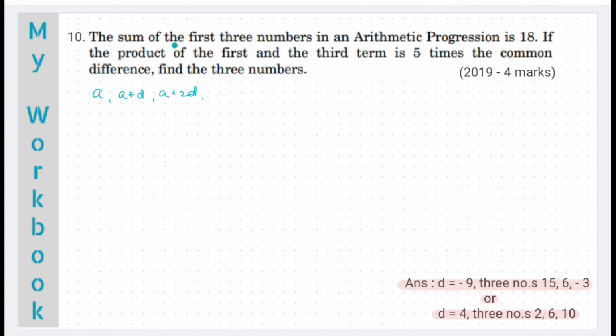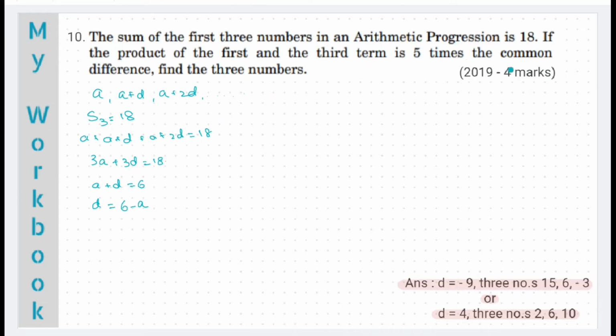It is given that the sum of the first three numbers is 18. S of 3 is 18. So it is nothing but a plus a plus d plus a plus 2d is equal to 18, which is 3a plus 3d is equal to 18, or a plus d is equal to 6. We can express the common difference d as 6 minus a.